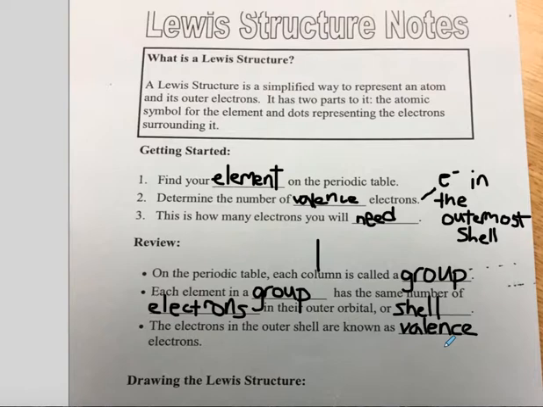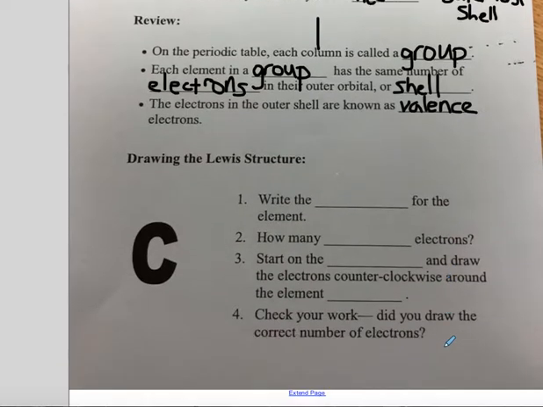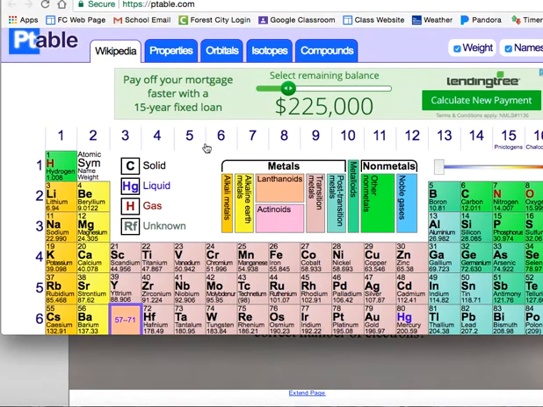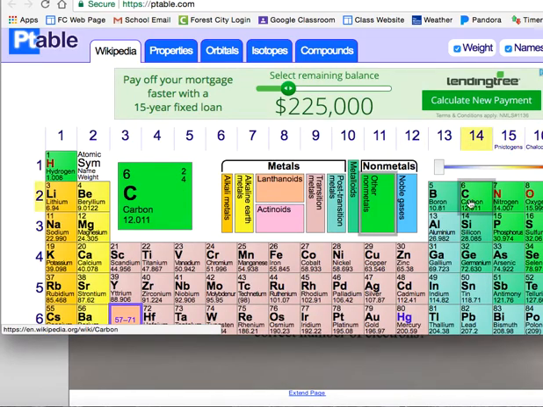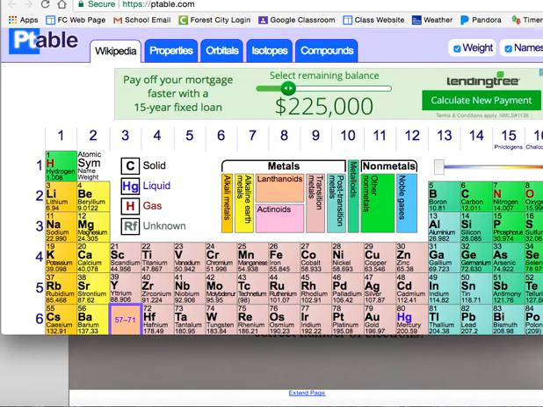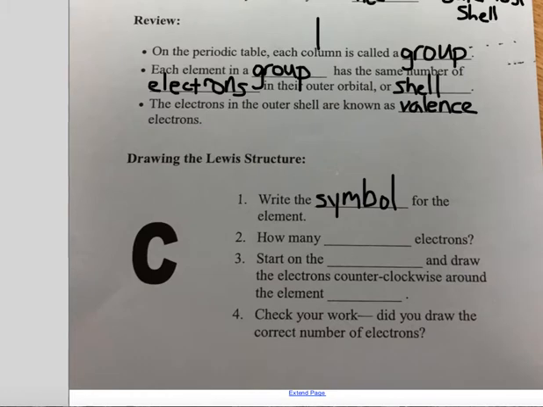Now that we kind of have that figured out, we have to actually draw it. So when you're drawing it, there's 4 steps. Number 1, write the symbol for the element. So the first element we're going to deal with is carbon. Capital C is its symbol. Remember, if you go to the periodic table, you can find carbon, capital C. Number 2, you got to figure out how many valence electrons.